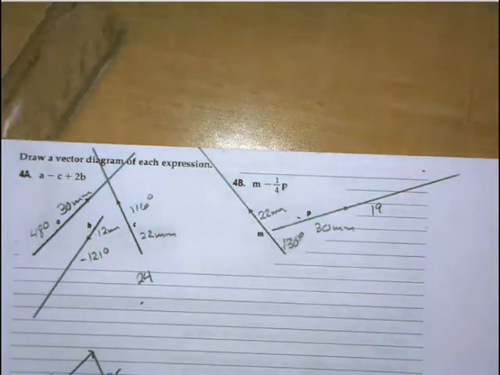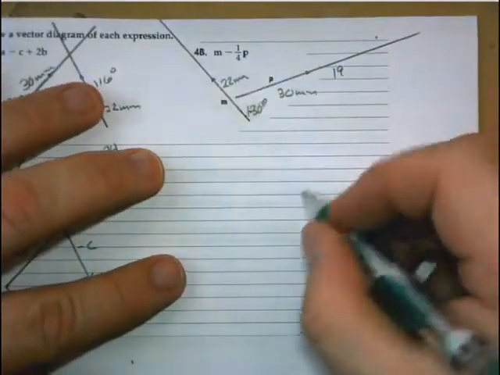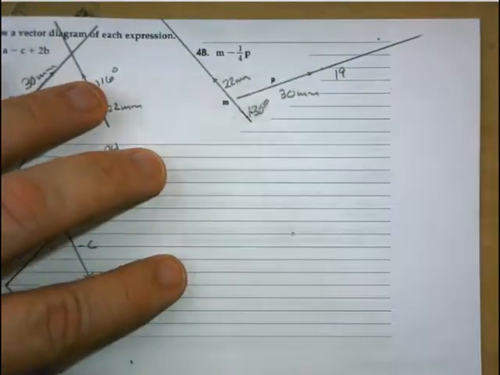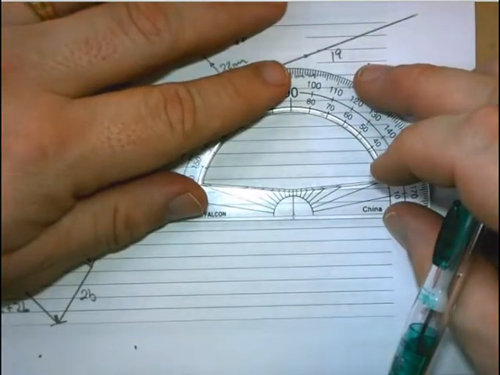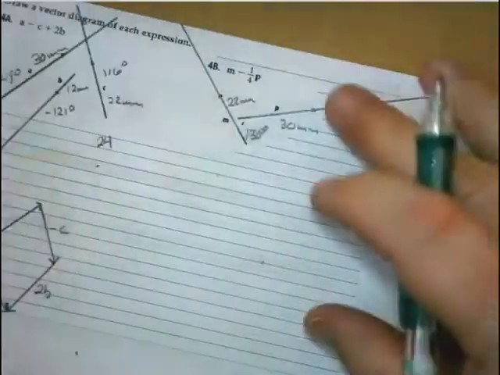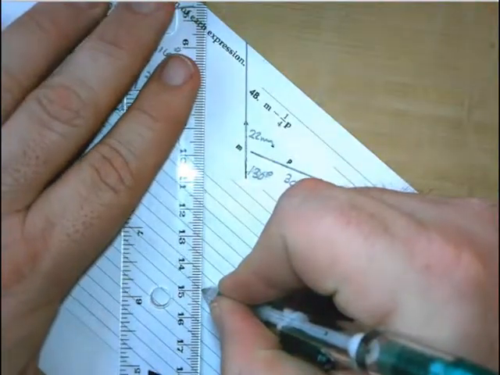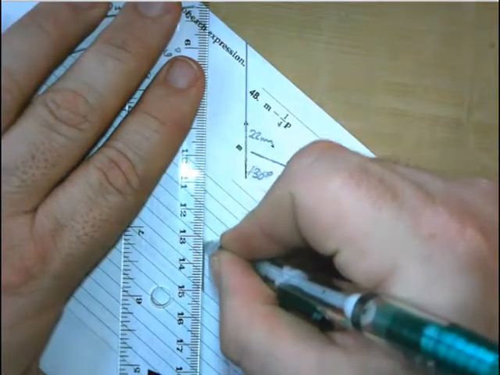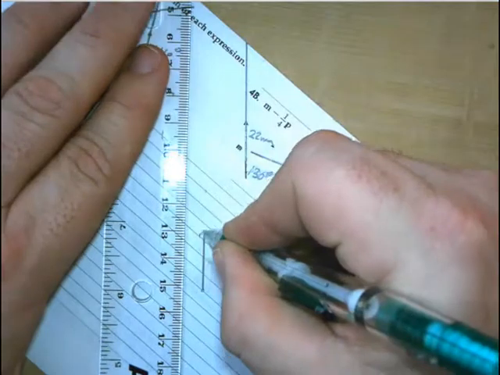Now we need M, so I need to go down here, about right there, and replicate M. So I need that 130 degrees. There's 130 at 22 millimeters. So 10, 22, there's 22 millimeters.